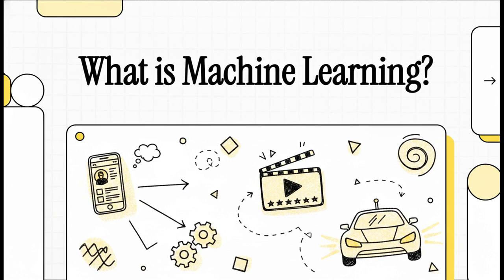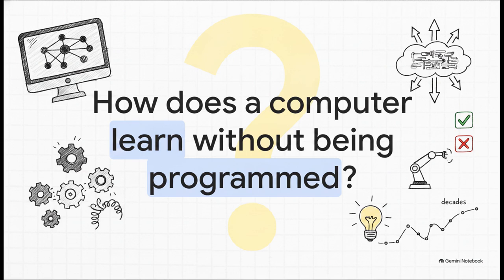Let's dive right in. Right off the bat, here is the absolute core question we are going to unravel today. How exactly does a computer learn to do something incredibly complex without a human sitting there giving it explicit step-by-step instructions? I mean, for decades, computers were basically just really fast, obedient calculators. But today, they are actually making complex decisions. So how on earth did we get here?